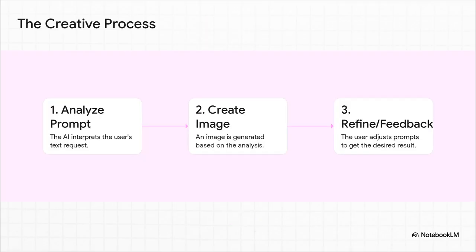So it's really a three-step dance. First, the AI reads your prompt and tries to understand every little detail. Then, it generates a first draft of the image. But here's the crucial part. It doesn't just stop there. You get to give feedback, tweak things, and refine it until it perfectly matches what's in your head. It's this back and forth that makes it feel less like a tool and more like a creative partner.